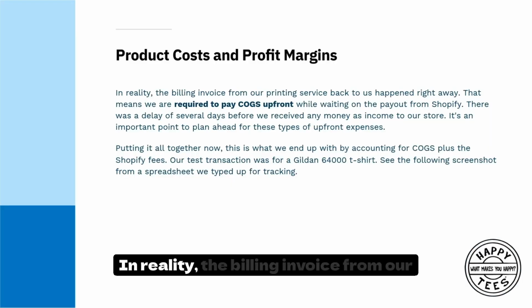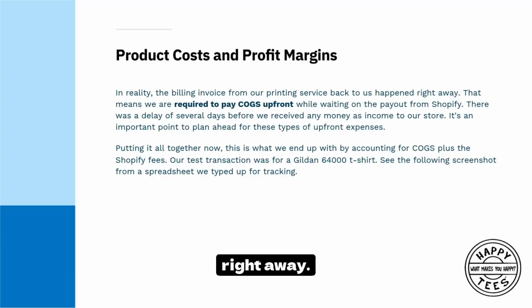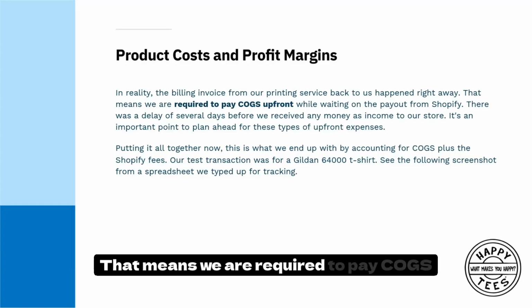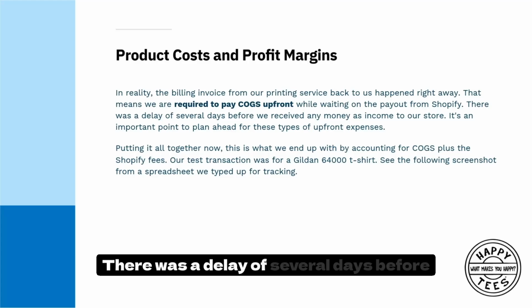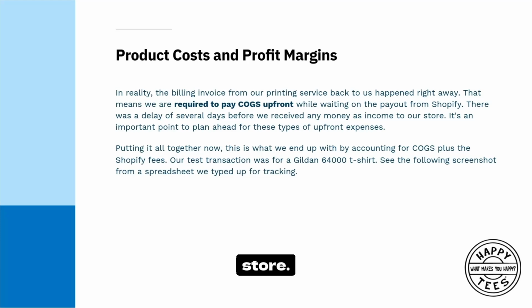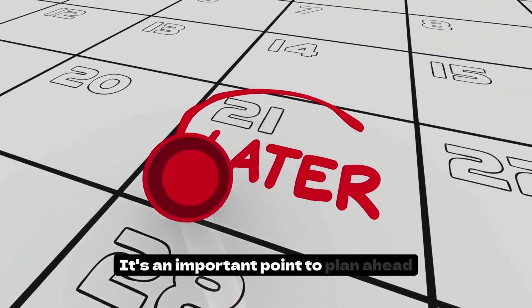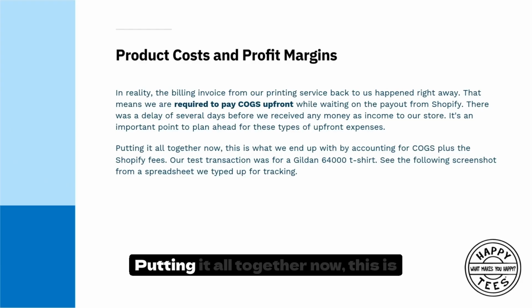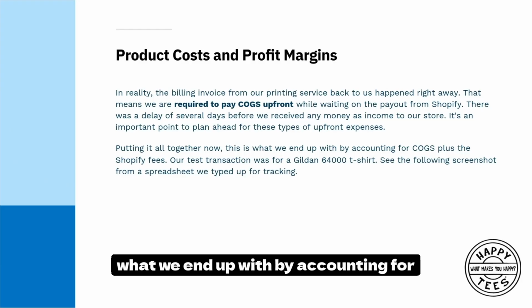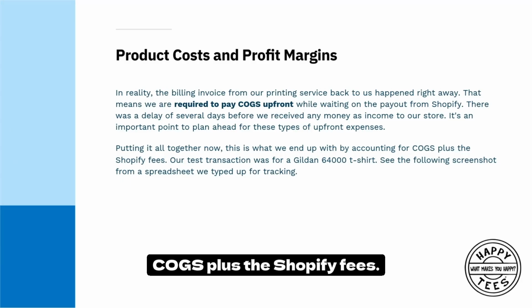In reality, the billing invoice from our printing service back to us happened right away. That means we are required to pay COGS up front while waiting on the payout from Shopify. There was a delay of several days before we received any money as income to our store. It's an important point to plan ahead for these types of upfront expenses. Putting it all together now, this is what we end up with by accounting for COGS plus the Shopify fees.